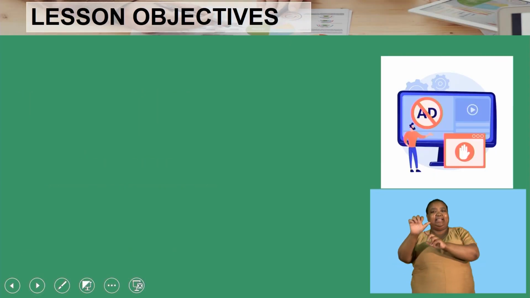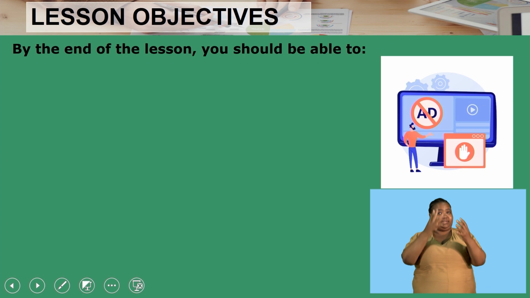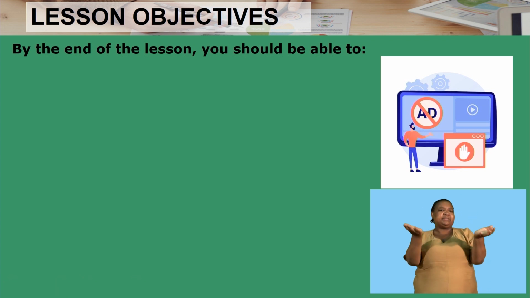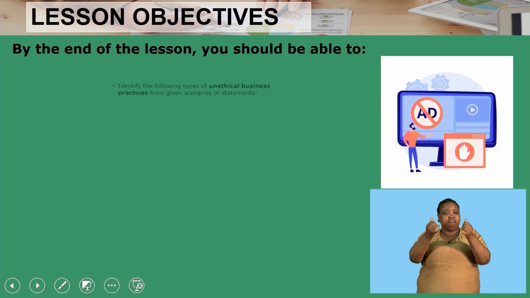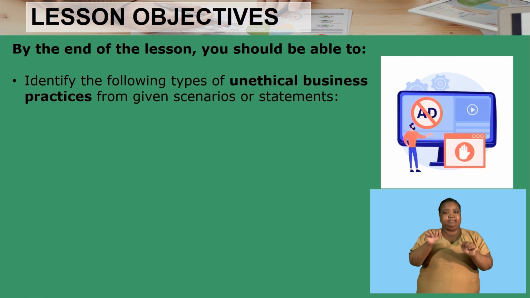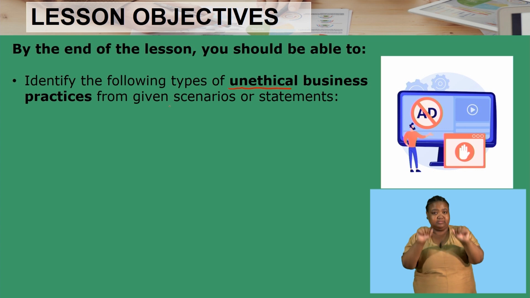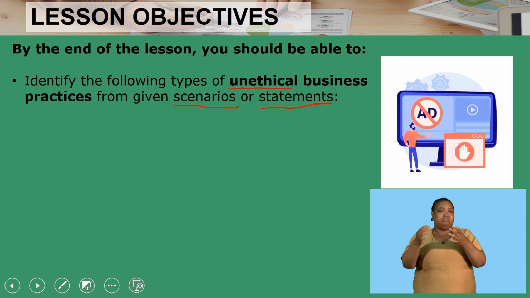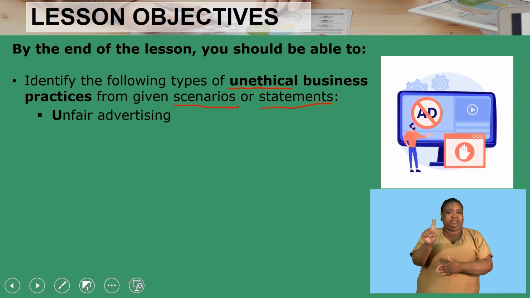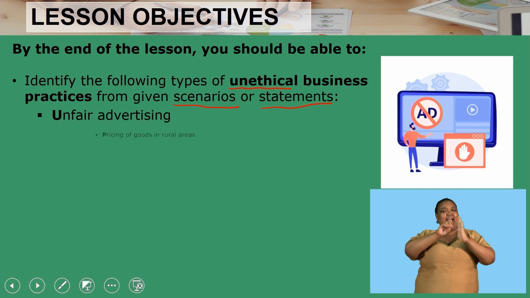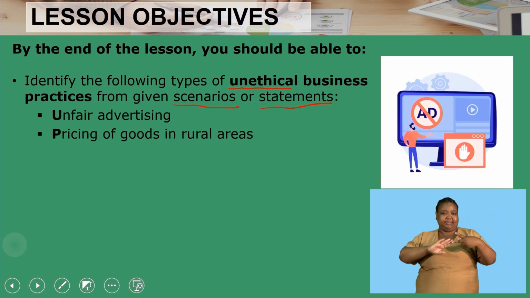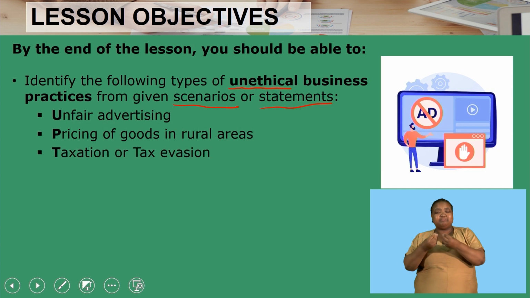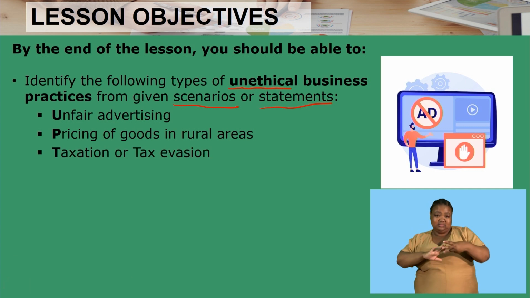We go to our lesson objectives. These are the goals or the aims of this lesson. By the end of the lesson, you should be able to identify the following types of unethical business practices from the given scenarios or statements. Please pay attention. What are those unethical practices? The first one is unfair advertising. The second one is pricing of goods in rural areas. The last one is taxation or tax evasion.